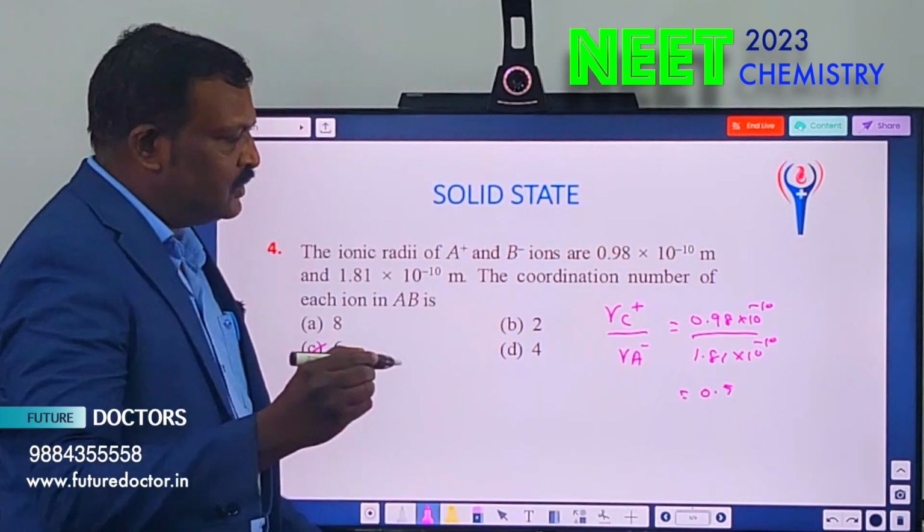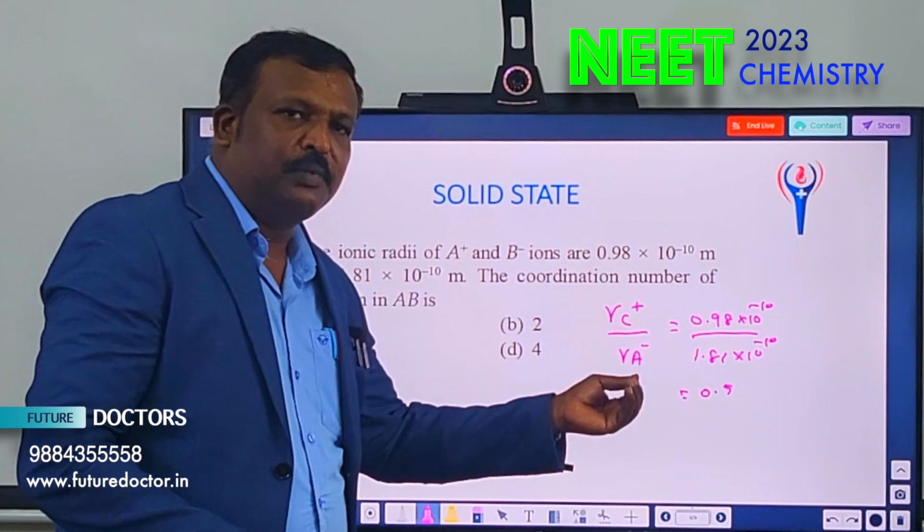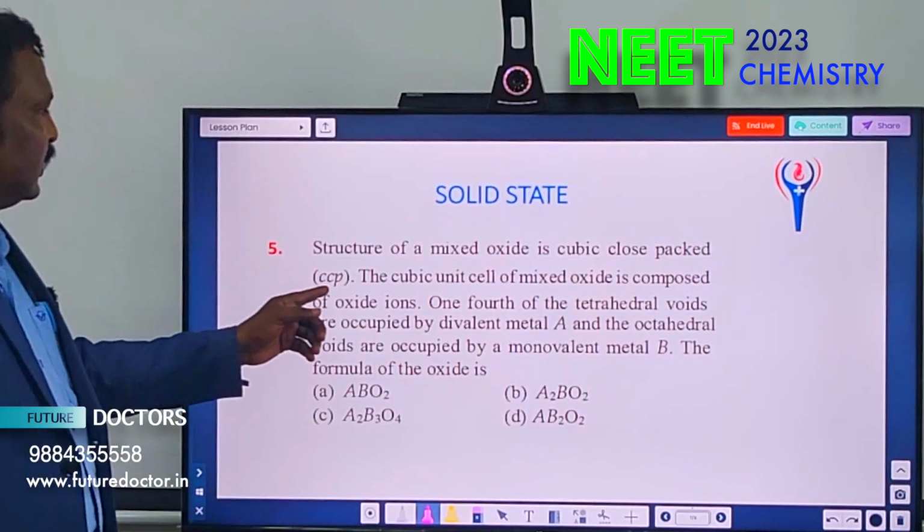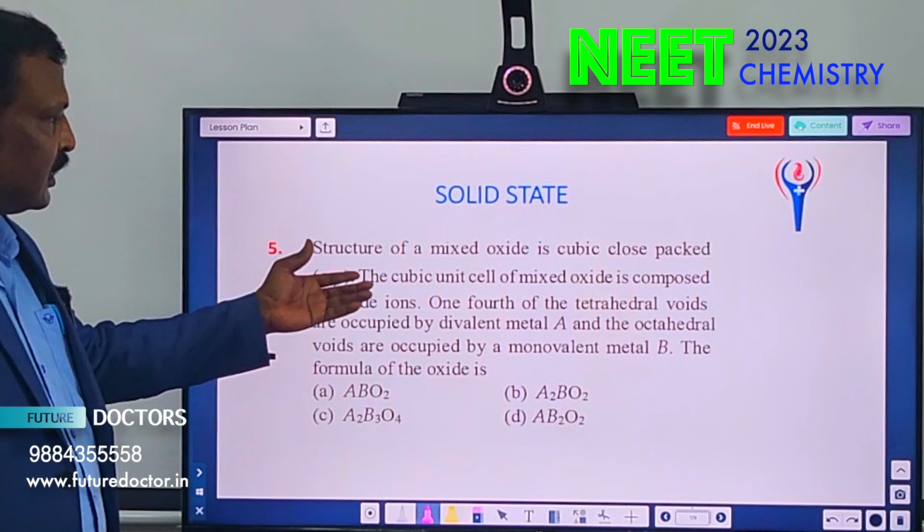Okay, so we have the radius ratio value there. From the radius ratio value we are able to predict the structure. Understood? Right. Next one, this is also based on octahedral and tetrahedral voids.